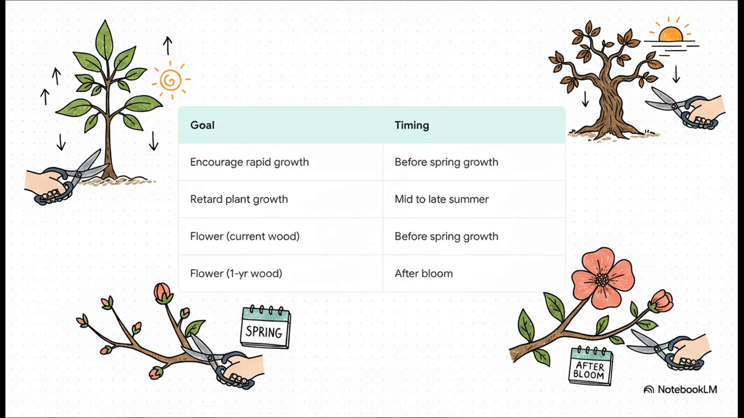Let's look at this matrix. To encourage rapid development in a young tree, you've got to prune before spring growth begins, maximizing that active leaf period. But if your goal is to retard or dwarf a tree, wait until mid to late summer, just as rapid growth ends. That reduces its food-producing leaf area. For flowering trees, you really need to know your wood. Prune current season bloomers before spring growth begins. But for trees that flower on one-year-old wood, wait until immediately after they bloom. Otherwise, you're literally cutting off this year's show.